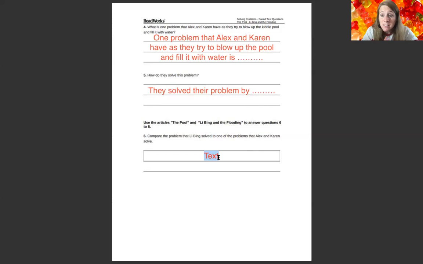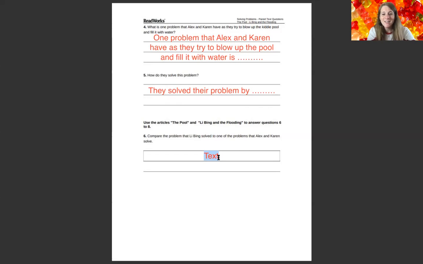Now, Li Bing's problem that he solved with the flooding, people needed that flooding to stop because their homes and their lives were being ruined by the flooding. So this one, you know, like I said, it's a little tricky for me, but we need to figure out some similarities. So compare the problems that Li Bing solved to one of the problems that Alex and Karen solved.